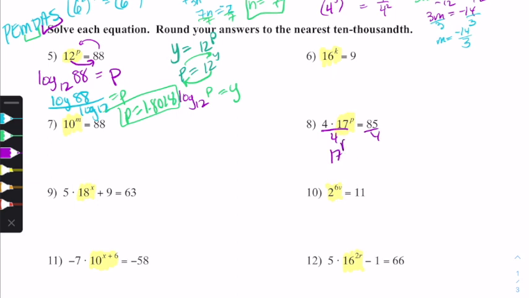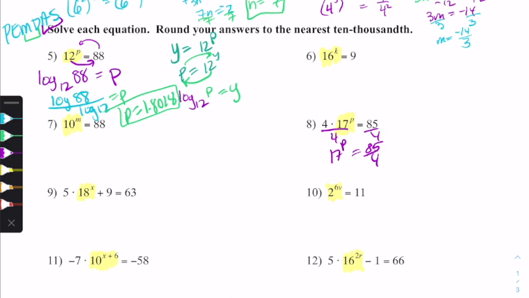multiply divide. So I have 17 to the p equals 85 fourths. Now I know in a minute I'm going to need to put things into a calculator, so I'm just going to leave this as 85 fourths. Okay. Now my base and exponent are alone, so now I want to undo the exponential. So to undo the exponential, we switch to log.